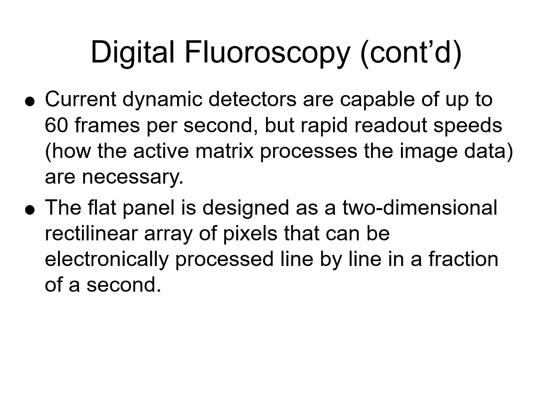So it says the flat panel is designed as two-dimensional, rectilinear. What the heck does that mean? Well, they just said it was flat panel, so flat implies two dimensions. It's just another way to say it's flat, okay? Rectilinear array means the pixels are arranged in a geometric format, rows and columns of pixels. In other words, a matrix, that can electronically be processed line by line in a fraction of a second.